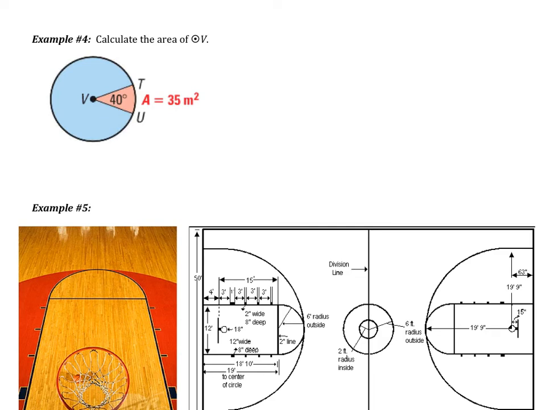Okay, so example 4, it says calculate the area of circle V. This one I would like you to try. This is similar to what we did in yesterday's video. You were given a setup like this and then asked to find the circumference of the circle. And I told you there's a long way to do it and there's a short way to do it. And I showed you the short way. So set this up and see how you do. Pause the video. Come back after a few minutes after you've had a chance to try the problem. Good luck.